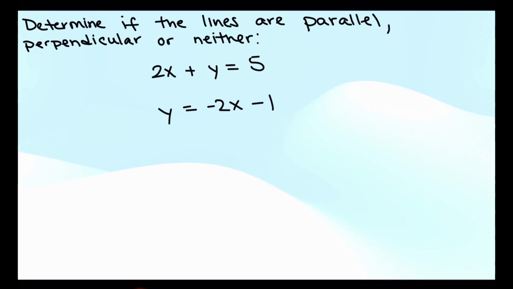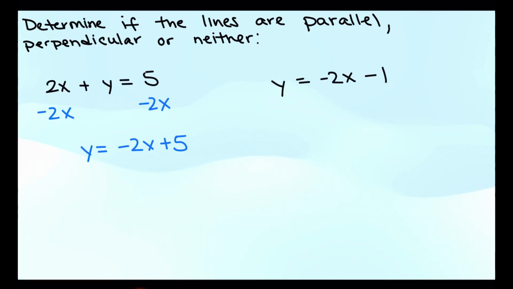So let's determine if the lines given are parallel, perpendicular, or neither. And so the way to answer that question is to compare their slopes. We've got the line 2x plus y equals 5 and y equals negative 2x minus 1. So 2x plus y equals 5. I'm going to put this in slope-intercept form, and I can do that by just subtracting the 2x, solving for y. So that turns into y equals negative 2x plus 5.